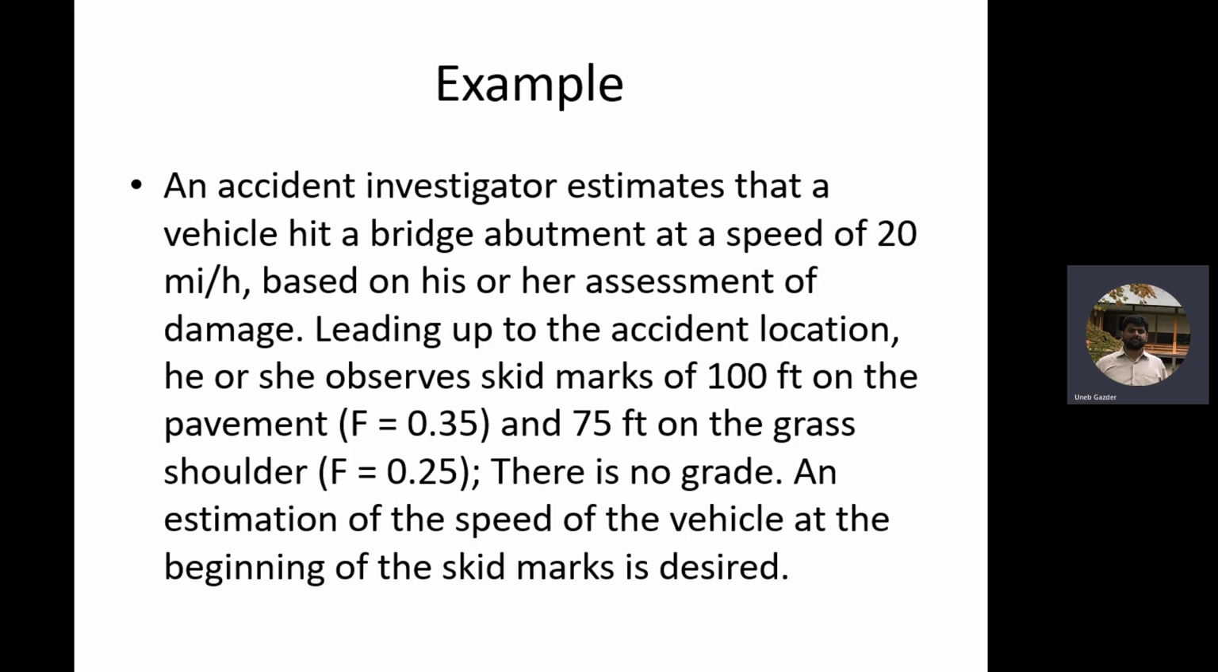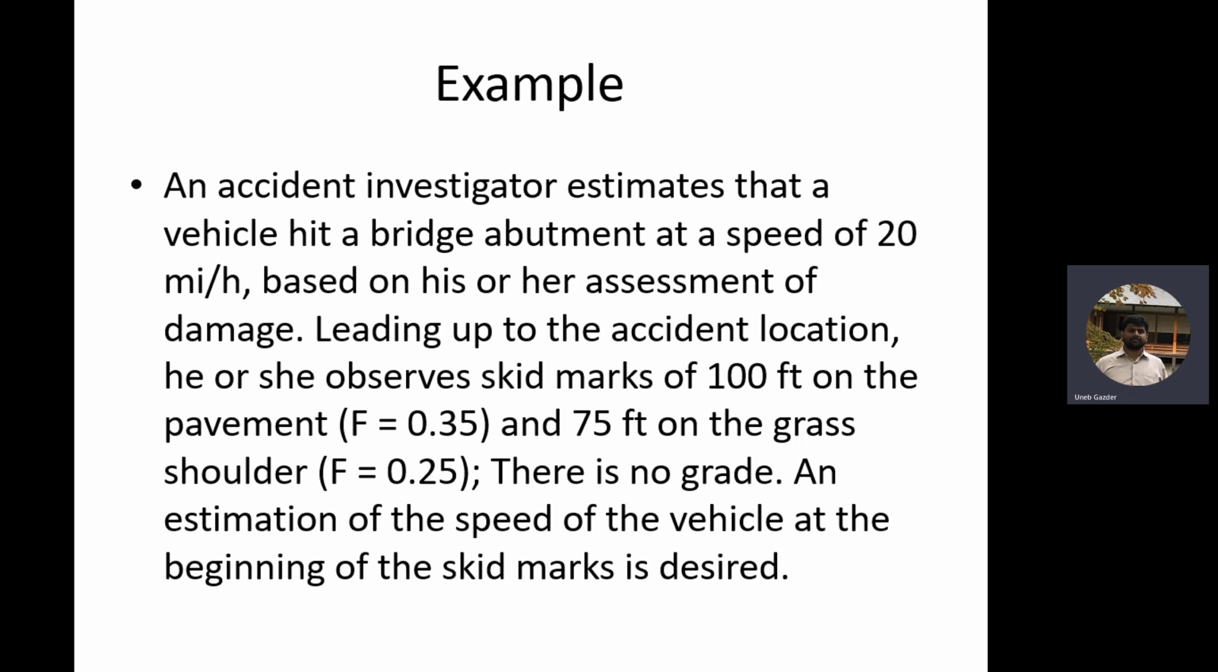So from where should I start? The pavement or the shoulder? Shoulder, because we know the final speed for the shoulder. Final speed is for the shoulder because the abutment was after the shoulder. Got it? So the skid marks on the shoulder are 75 feet. So the braking distance on the shoulder is 75 feet. The final speed is 20 miles per hour.